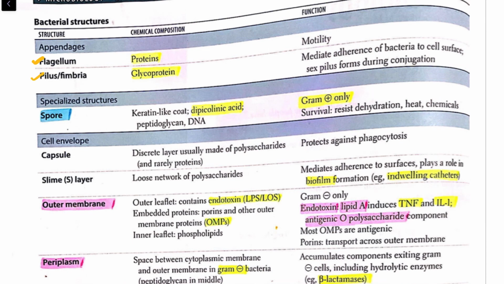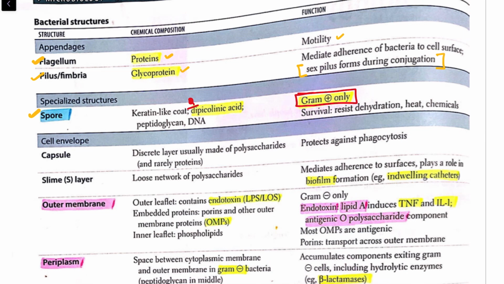So the bacterial structures are flagellum and pili, which are the appendages. The flagellum is composed of proteins, while pilus is composed of glycoproteins. Right? Flagellum is involved in motility, while the pilus mediates adherence to the cell surface. For example, the sex pilus is formed during conjugation. Okay. Next, specialized structures like spore. Remember that it is made up of dipicolinic acid and it is only seen in gram-positive bacteria.